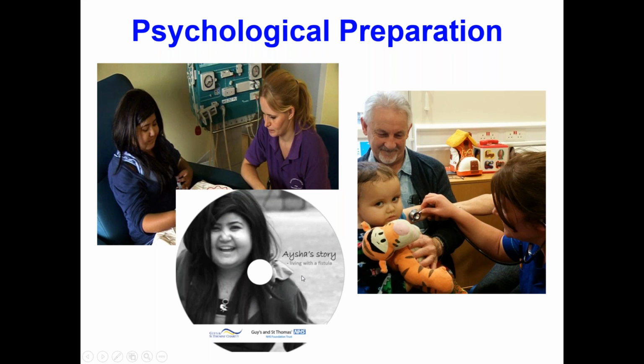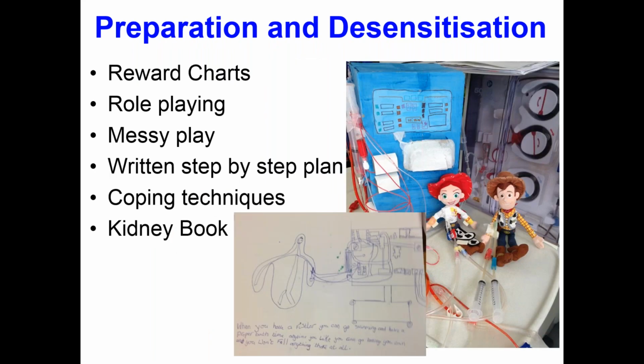We also have preparation and desensitization techniques using everything from these dummy dolls and all the needles that the children can put in them, as well as reward charts, role play, messy play, written step-by-step plans, and some children have a kidney book, which our play specialists work on with them to make them understand why they have a fistula, what the benefits of it are. One of the big benefits many children will quote to us is that they can swim with a fistula, whereas they couldn't do that with a line.